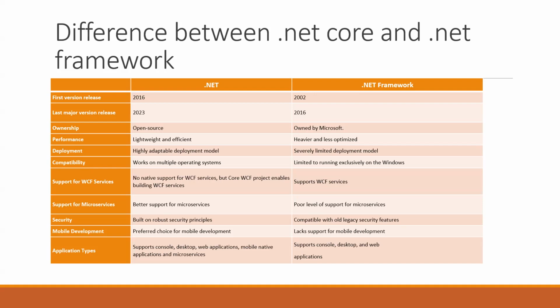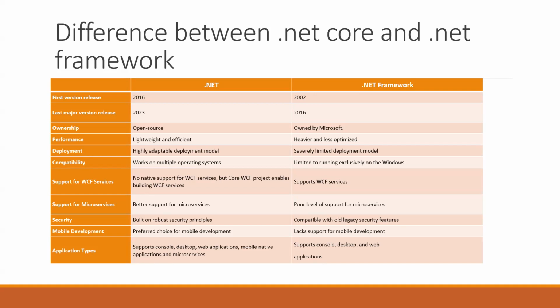Application types. Both .NET and .NET Framework support a variety of application types, including console, desktop, and web applications. But .NET extends its array of benefits to encompass the development of mobile native applications and microservices. So there are some extra features that are required nowadays, and those can be created using .NET. These are the differences between .NET Core and .NET Framework.